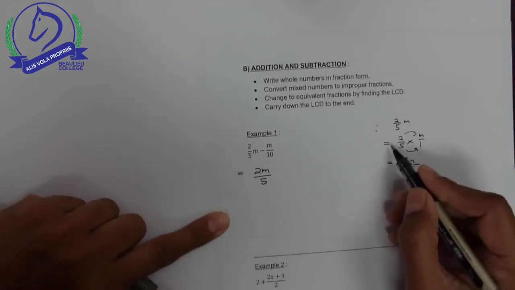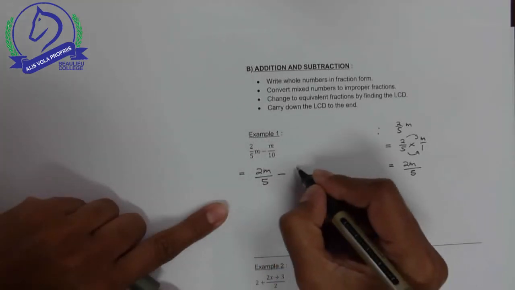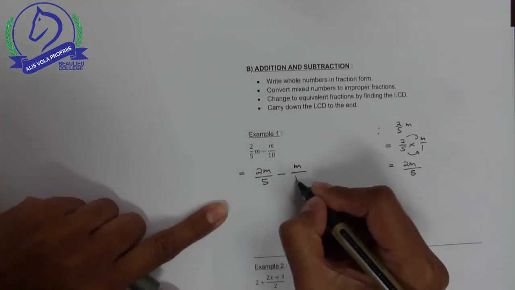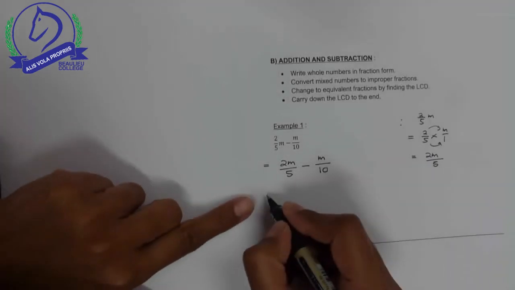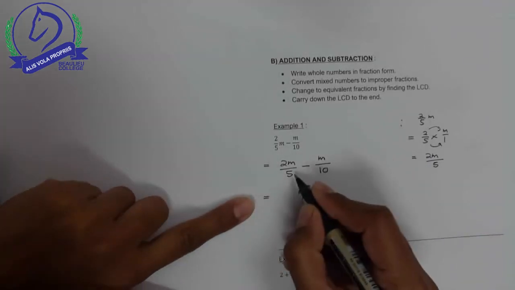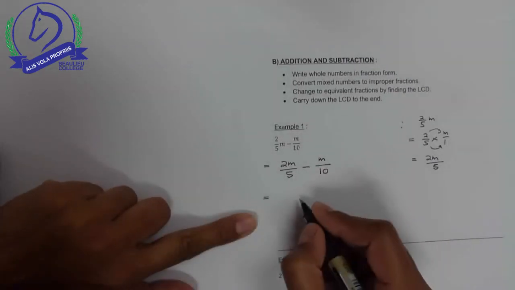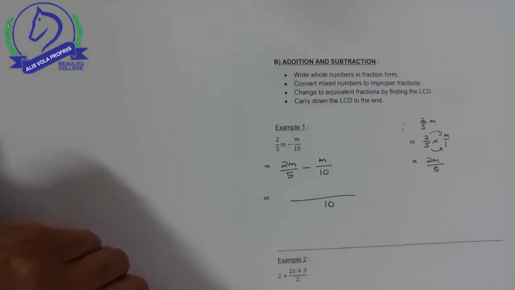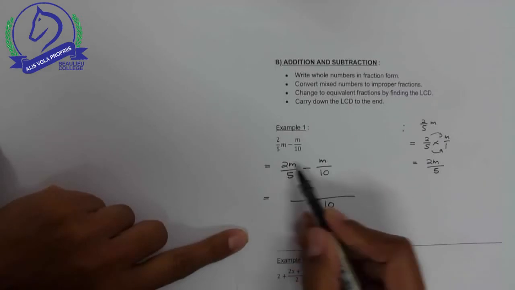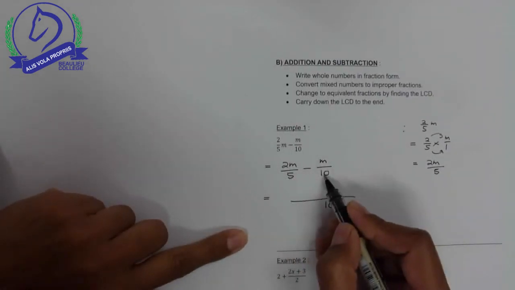So there's the explanation here, minus m divided by 10. Now doesn't that look simpler? Now let's look at it. 5 and 10, different denominators, means bring them together by finding the same denominator. And finding the same denominator means rewriting them as equivalent fractions. So how can I get 5 to 10?